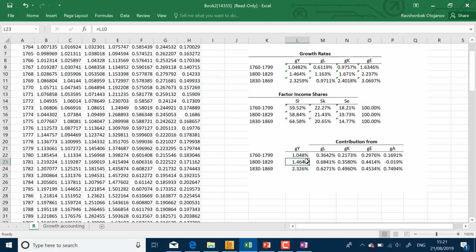and the reason for this is basically one or two or all of these are also increasing in growth rates. In other words, the contribution from all the variables here that we consider is also increasing. So in the last period, 1830 to 1869, the growth rate of the economy was on average 2.32% per year, and towards this growth rate, labor contributed that much, growth in capital contributed that much, growth in energy contributed that much, and growth in technological progress contributed that much.